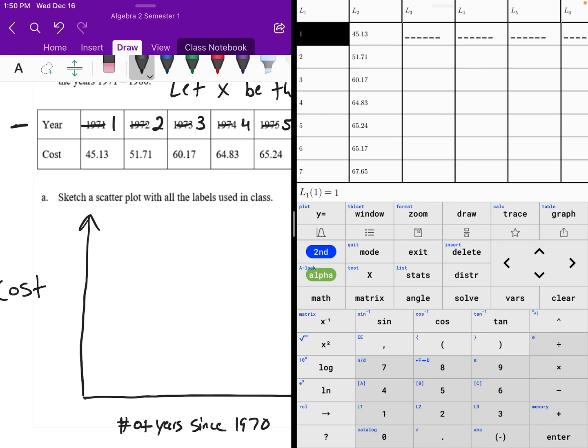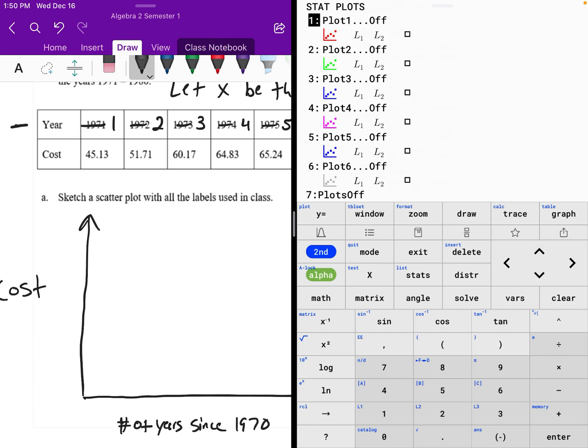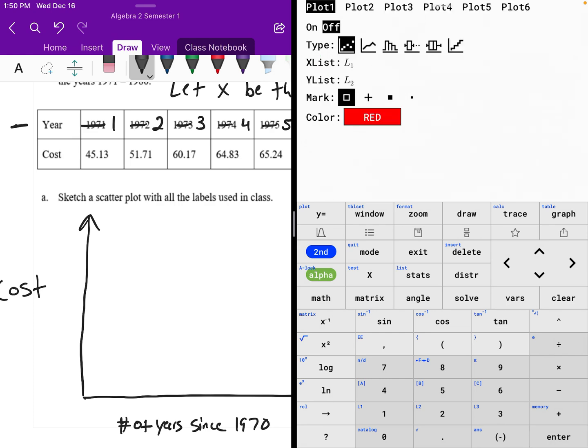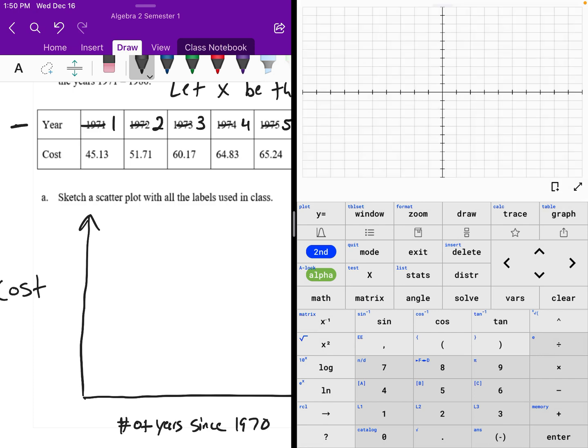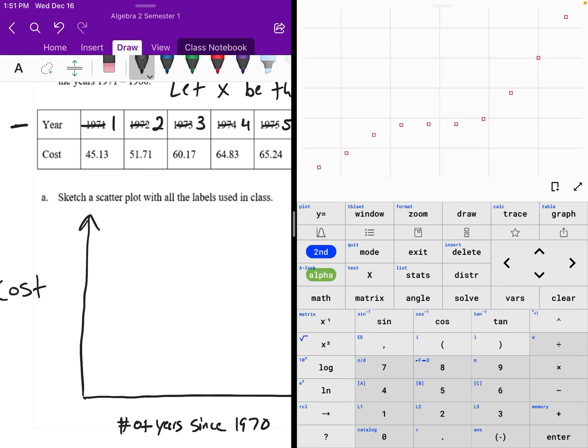Now, to get our scatter plot, again, I'm going to clear that. You need to make sure your scatter plot is on. Okay, so second y equals, let's turn our plot on. So now that it is on, we go ahead and we hit graph. Now, again, you probably won't see anything, but you always need to hit zoom stat. Okay, so on the iPad, zoom 5. On the calculators, it's going to be zoom 9. Okay, so then we get our scatter plot, and we are just going to sketch what we see.